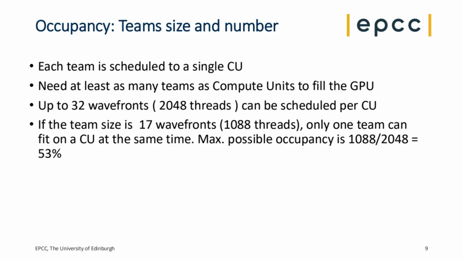So it might be worth, if you're in this situation, to refactor your code to see if you could reduce that wavefront by 1, and then you'll be running at 100% occupancy potentially. And assuming that the threads in the front aren't needing too much memory, then you should get good performance there, or at least better performance than when you had 17 wavefronts per team.